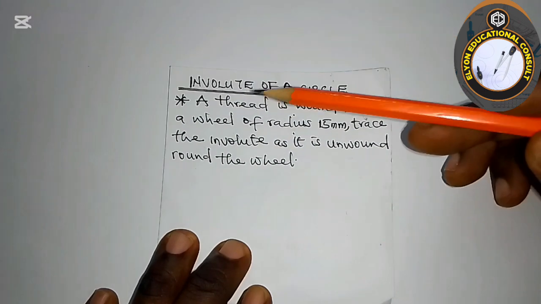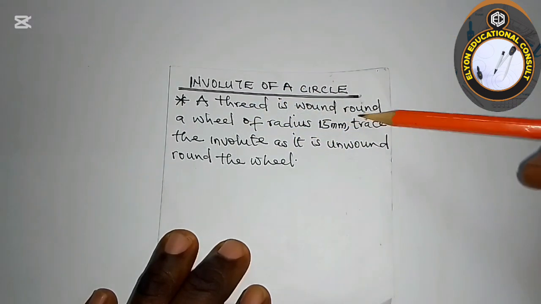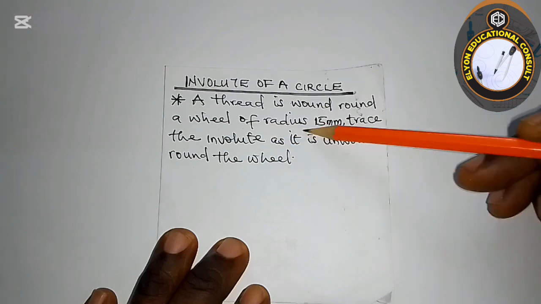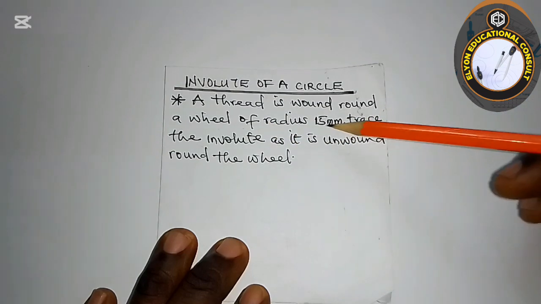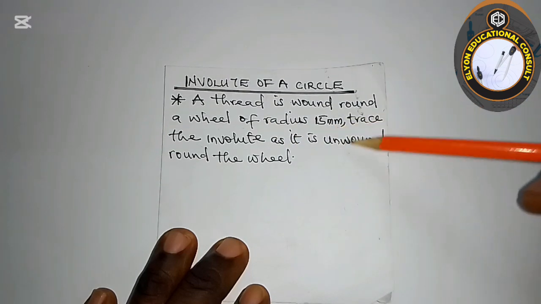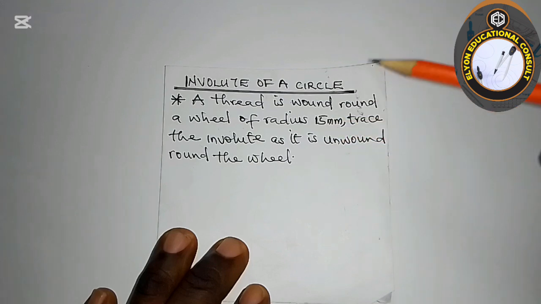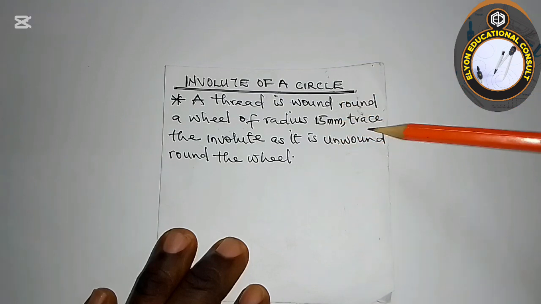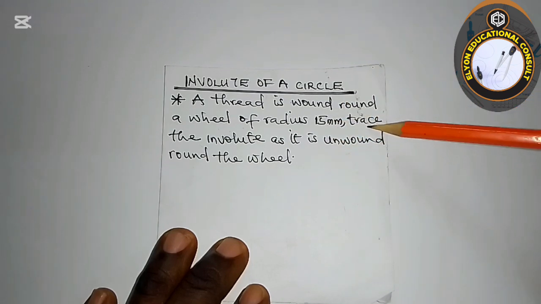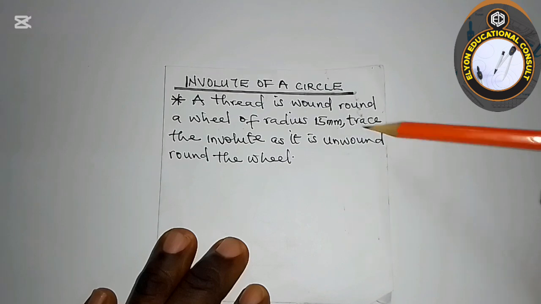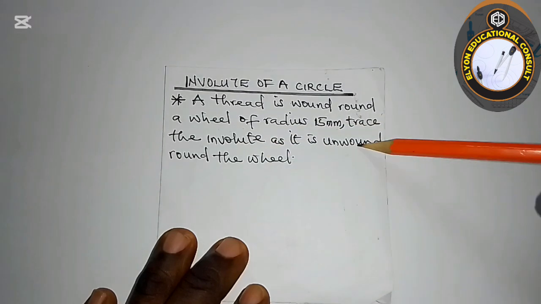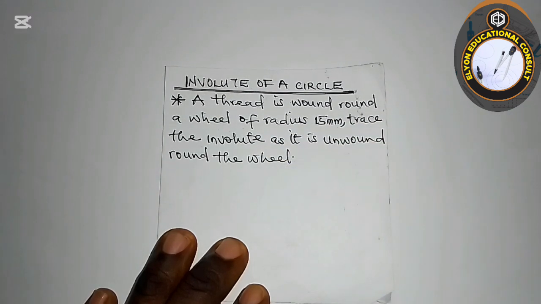The question says a thread is wound round a wheel of radius 15 mm. That is the radius of the wheel, which is going to be acting as the circular front elevation. The question further says that we should trace the involute as it is unwound round the wheel.